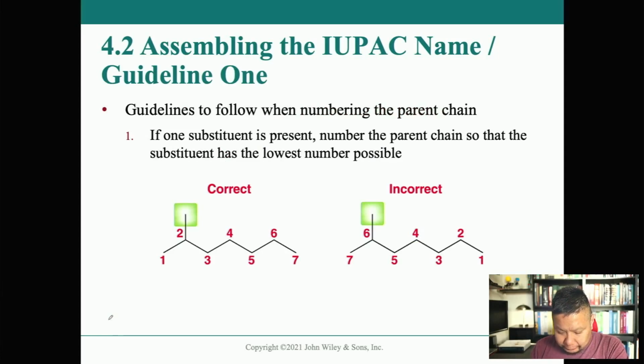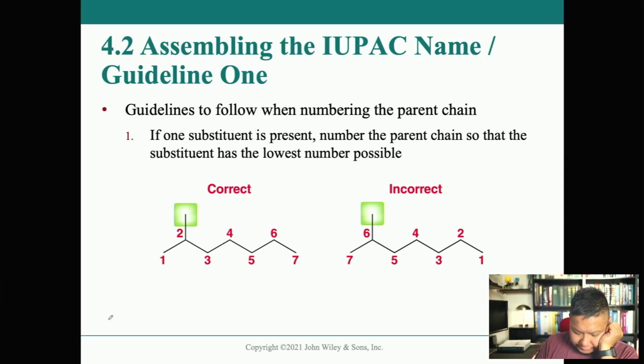Here we go. Guidelines to follow when numbering the parent chain. If one of the substituents is present, number the parent chain so that the substituent has the lowest number possible. And that's what I was saying before, right? When you have a substituent on a chain and you're trying to name or number the carbons, you want to make it so that the substituent is closest to the end where it's got the lowest numbered carbon, right?